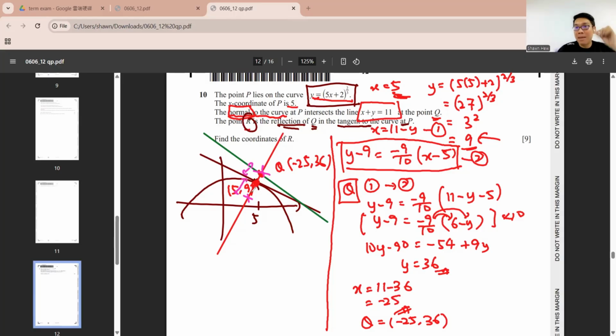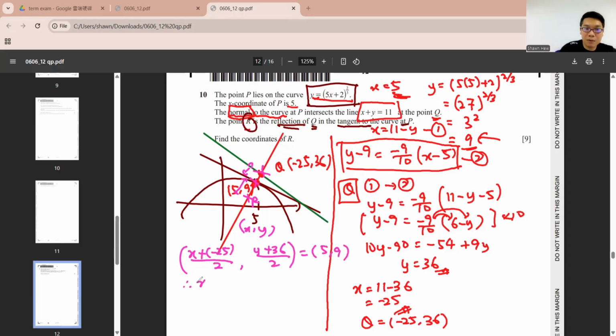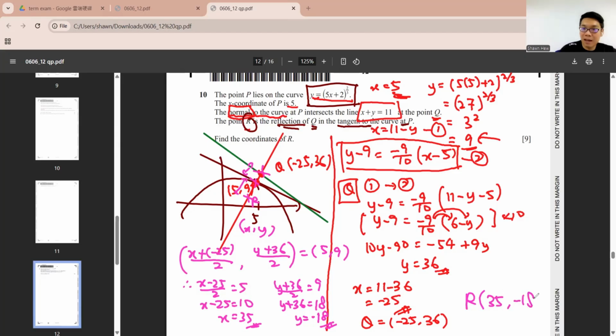We can use the midpoint formula. R, we replace it with xy equals to the midpoint, which is 5, 9. Then we can solve. R is 35, negative 80.